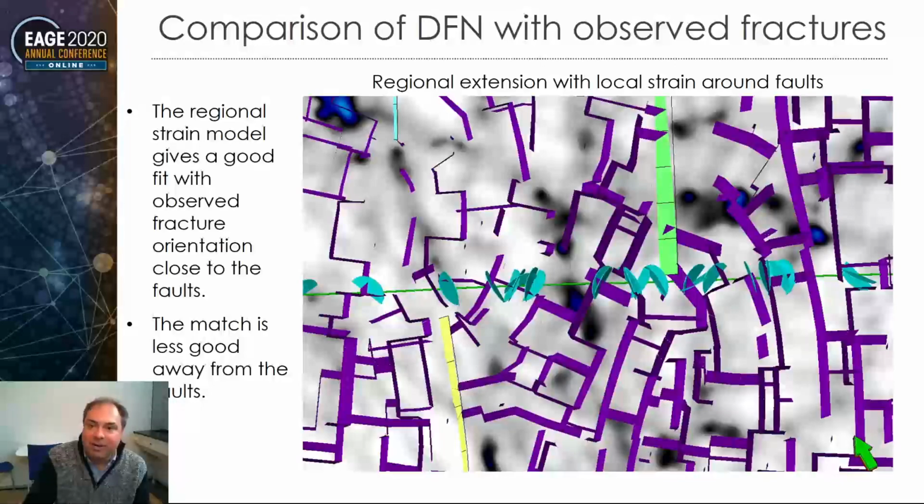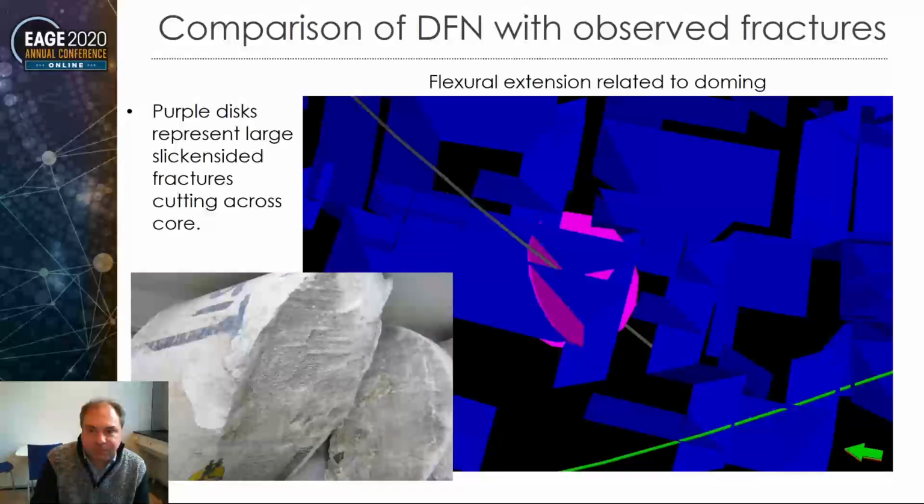So we see, for example, around these large faults mapped on seismic here in green and yellow, quite a complex fracture geometry induced by the local stress anomalies around those faults, and that matches very well with the observed fracture orientations seen on the borehole images.